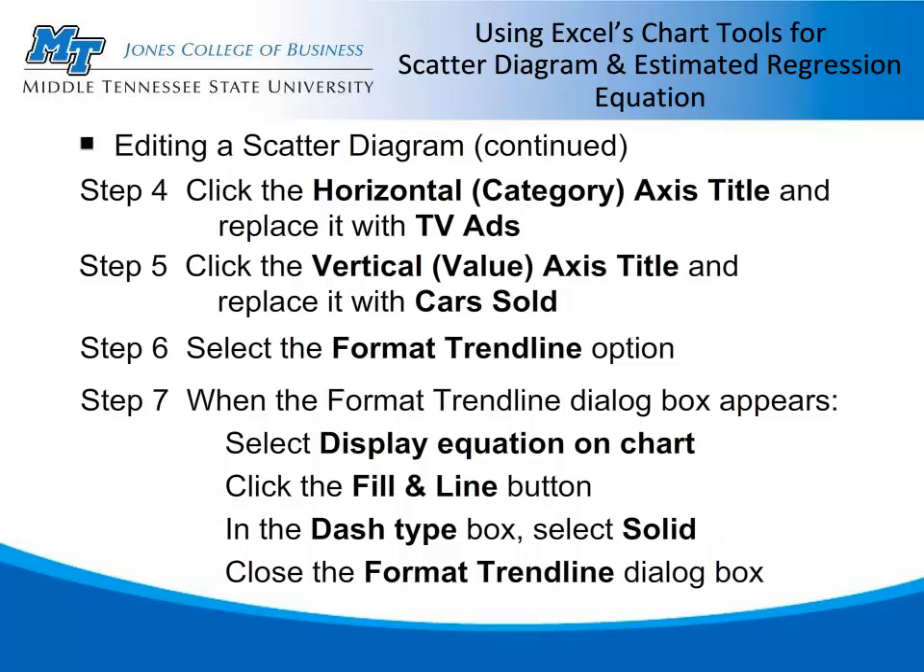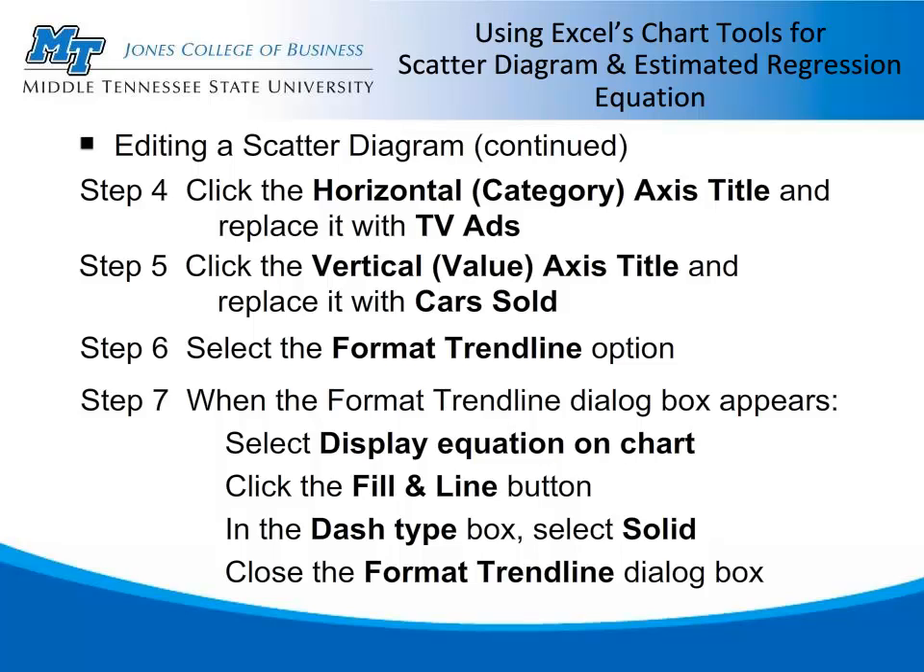Then some more editing. You go to the horizontal axis title. I think it actually says value in Excel 2016. It doesn't say category, but it's just down at the bottom. And then just click on that placeholder and type in TV ads. And same thing, the vertical axis, which is kind of up and down. Just type in cars sold once you've selected that.